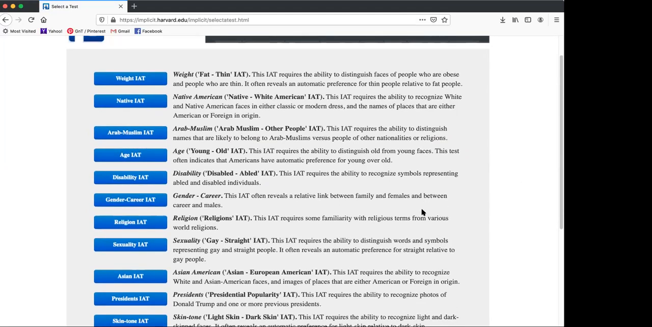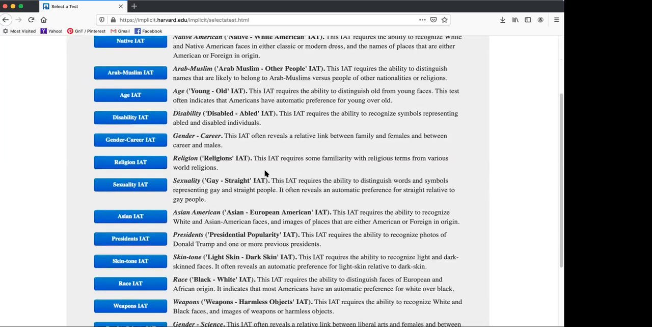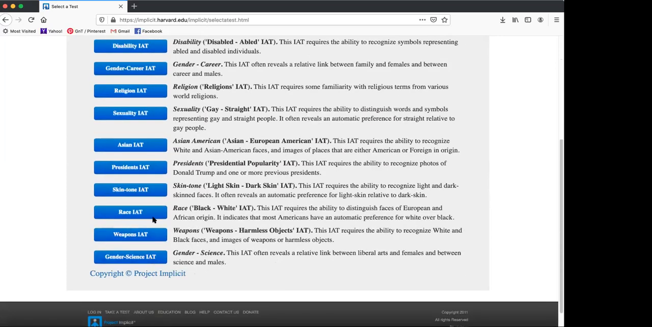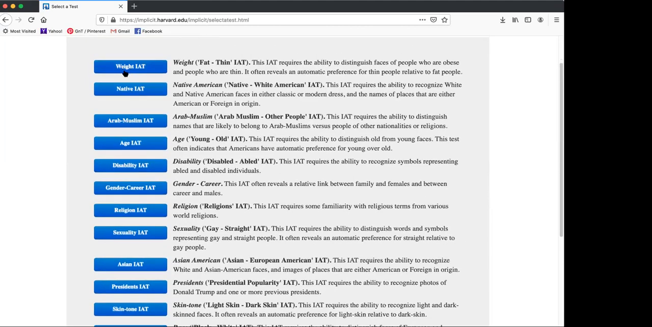Once you do that, it is going to take you to options around different types of tests that you might take, depending on the areas of bias that you're interested in exploring within yourself. There is a list of them to choose from. Once you figure out which ones you want to take, you will just click here on the blue square, or I guess that's more of a rectangle, and it will take you to the test from there.